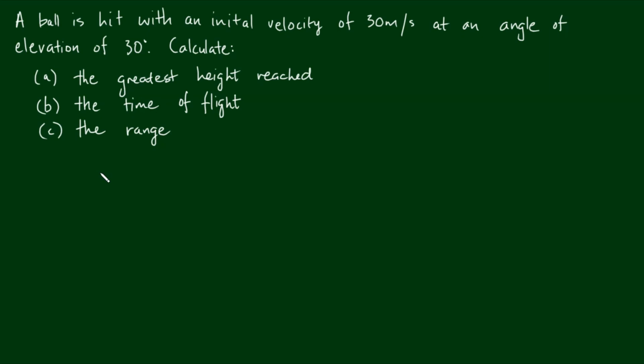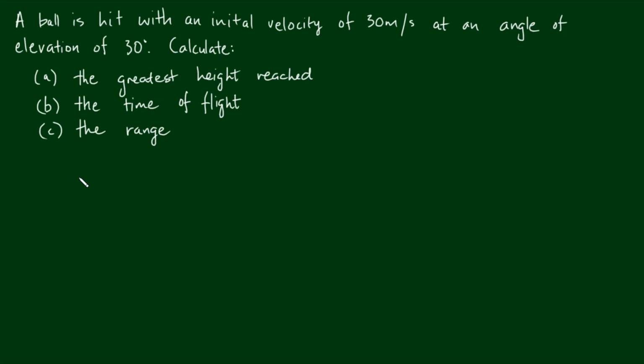Okay, so let's tackle our first projectile motion problem. A ball is hit with an initial velocity of 30 meters per second at an angle of elevation of 30 degrees. Calculate A, the greatest height reached, B, the time of flight, and C, the range.